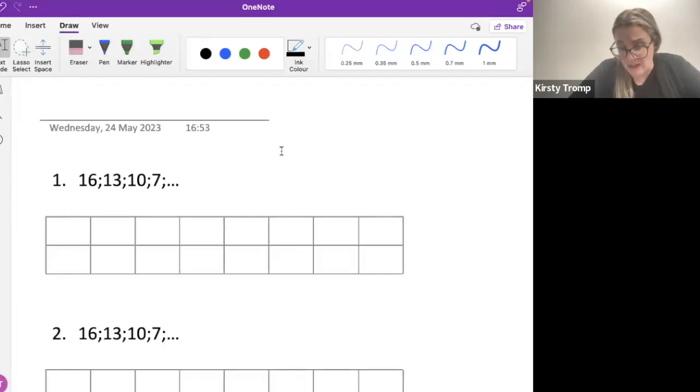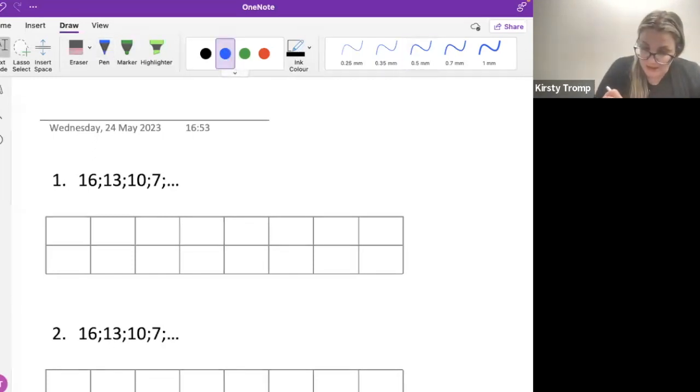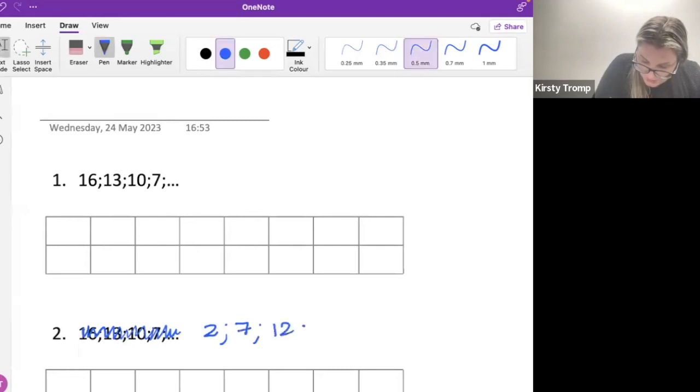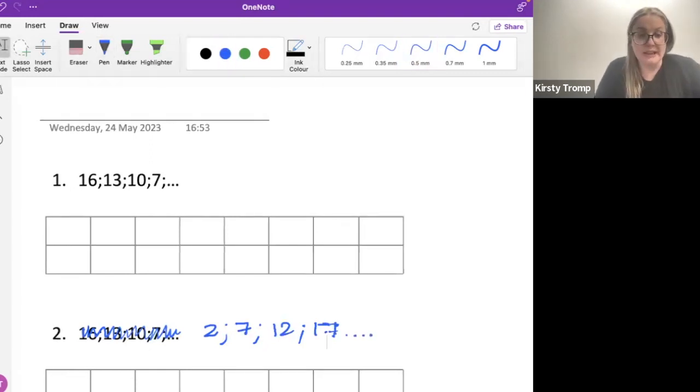My first number pattern they've given me tonight is 16, 13, 10, and 7. And I see that once again, I put the same number pattern there, so I'm just going to change this one for us. I'm going to make this one 2, 7, 12, 17. Apologies, guys. All right, so let's have a look at the first number pattern that we've got there. We've got 16, 13, 10, and 7.